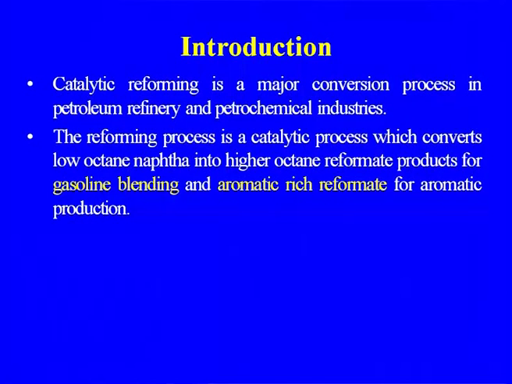The reforming process is a catalytic process which converts low octane naphtha into higher octane reformate products for gasoline blending and aromatic rich reformate for aromatic production. The byproducts are LPG and hydrogen in the catalytic reforming process.